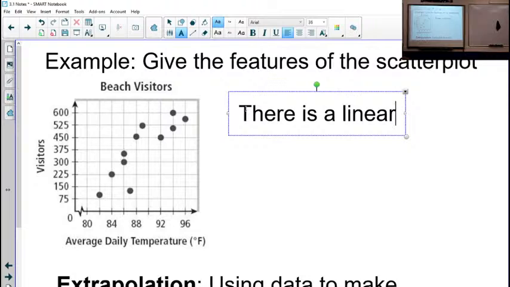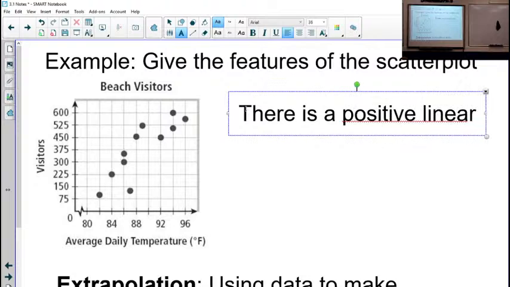That is form. That's kind of like shape. Positive, right? As temperature goes up, the visitors go up. So that is direction. And then the third thing is strength. Strength, direction, and form.